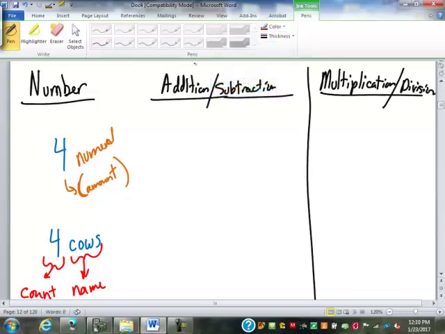So let's take a look at an addition problem. Let's do inches. Let's do 4 inches plus 7 inches. What do I get? Not everybody at once. Just go ahead and speak up. 11 inches. There we go.